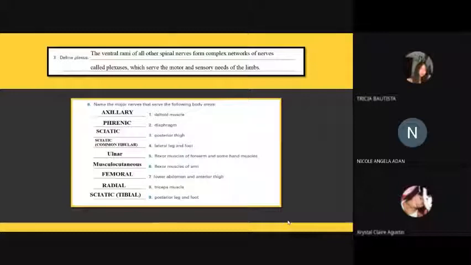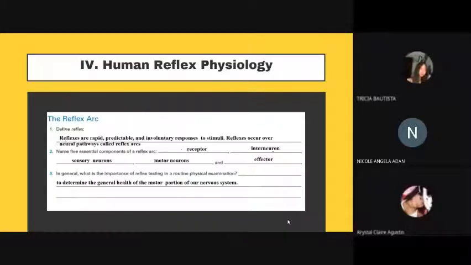And number 9, sciatic tibial. For human reflex physiology, the reflex arc. Number 1. Define reflex. Reflexes are rapid, predictable, and involuntary responses to stimuli. Reflexes occur over neural pathways called reflex arcs.